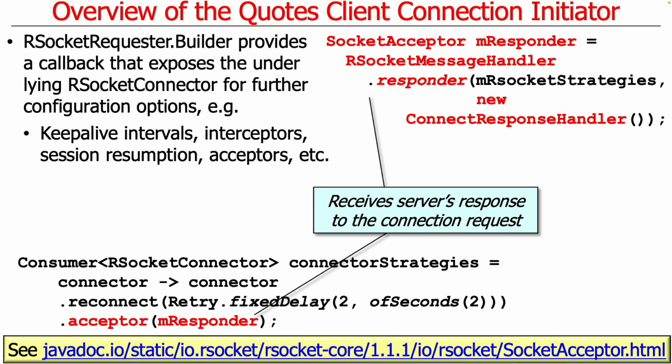And to set up this acceptor, we create an acceptor, and this particular acceptor is going to have a connect response handler associated with it. And the connect response handler is the target of the message from the server back to the client during this handshake when we're setting up the connection.